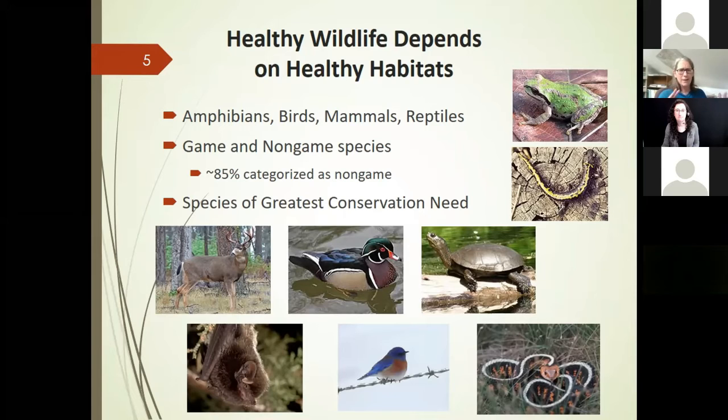We care about all native species. They're all very important for a variety of reasons.